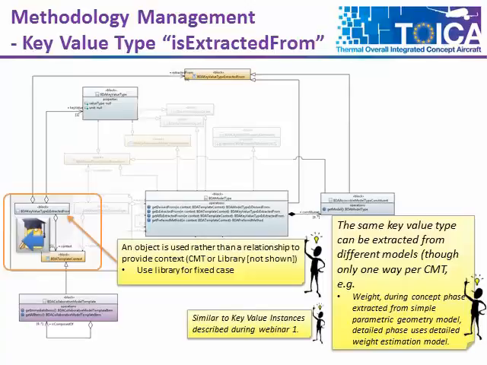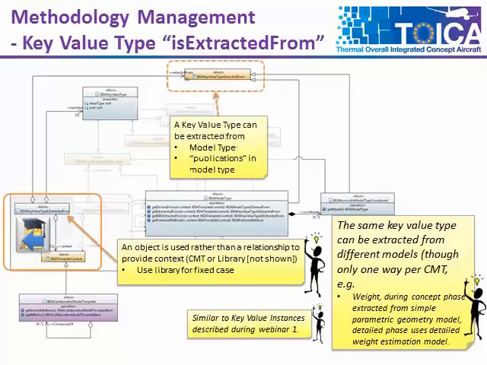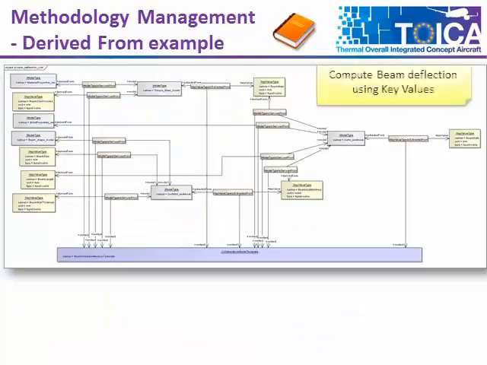Key value types are extracted from using an object. This is because we need to provide the context for that key value type extraction. In this case, again, as with model types, they can be extracted in the context of a methodology library or in a collaborative modelling template. Key value types can be extracted from model types, or they can be extracted from accessible model type constituents.